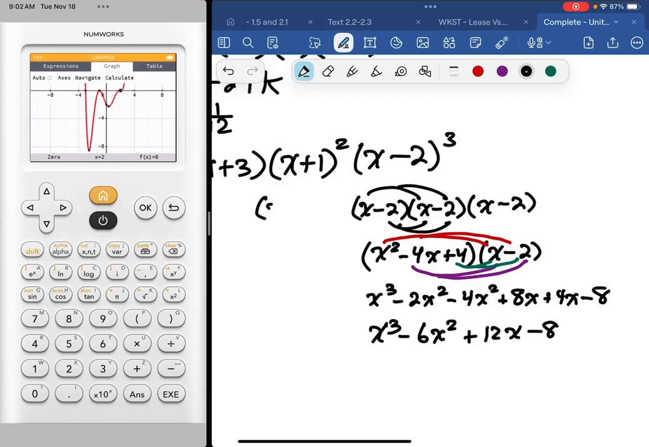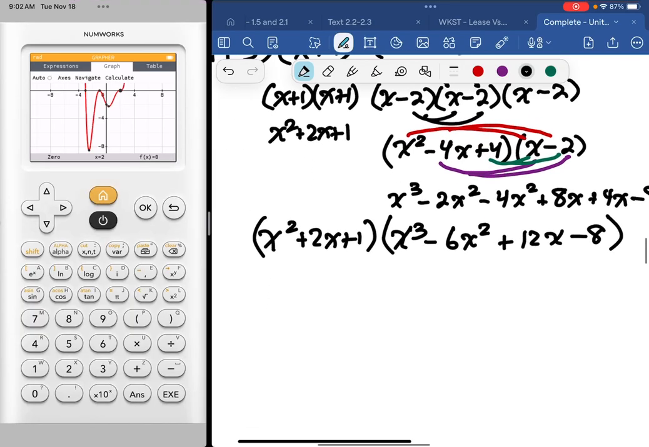Again, x plus 1, account for the powers. x squared plus 2x plus 1. And we're going to distribute each term. I'll use a highlighter this time. So x to the fifth minus 6x to the fourth plus 12x to the third minus 8x squared.